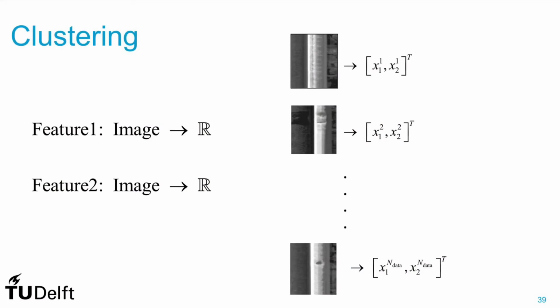So let's assume that we have two functions that will extract features from the images, and they will provide us two real values. So every image will be described by those two features. Of course, in general, we might have many more features, but we use just two for the sake of the representation and for visualizing the clustering techniques.